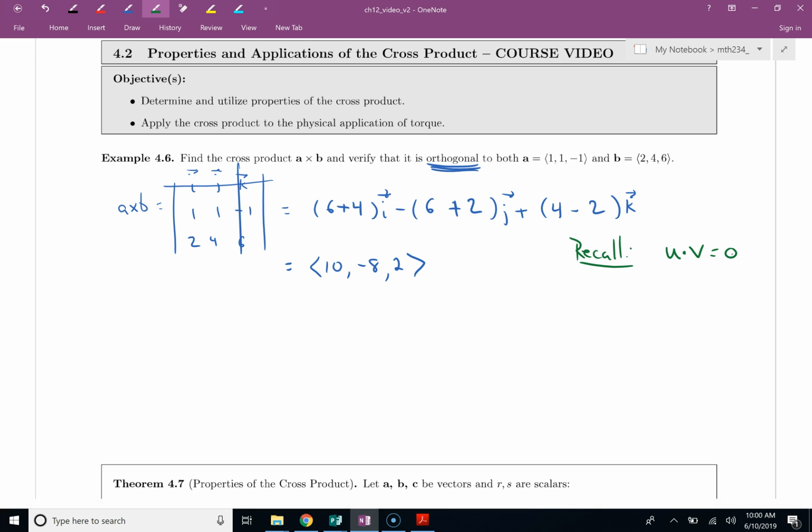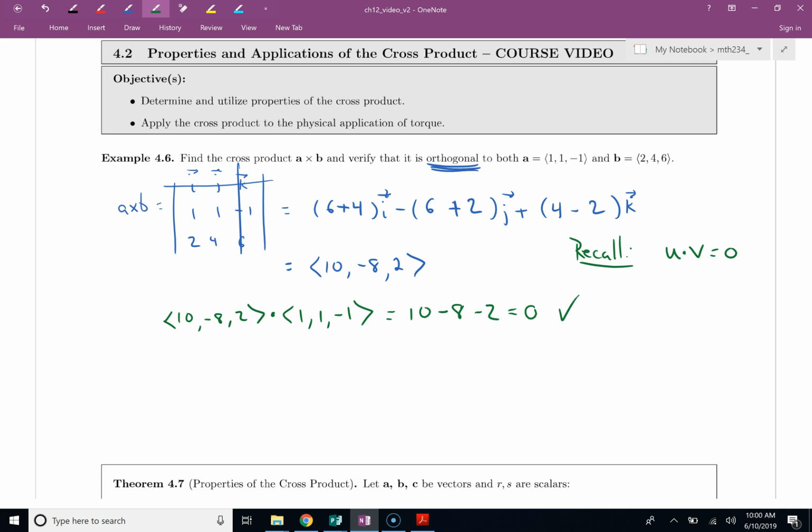So let's go ahead and check and make sure that we didn't make a mistake, that this thing is orthogonal to both A and B. So I'm going to do the dot product between my cross product here, 10, negative 8, 2, and let's first dot it with A, 1, 1, negative 1. When I do this dot product, 10 times 1 would be 10, negative 8 times 1 would be negative 8, and 2 times negative 1 would be negative 2, and when you sum those all together, we get 0. So yes, these two are orthogonal to each other, right? So A cross B and A are orthogonal.